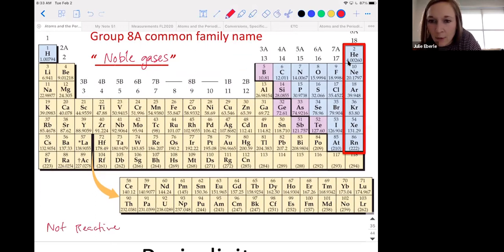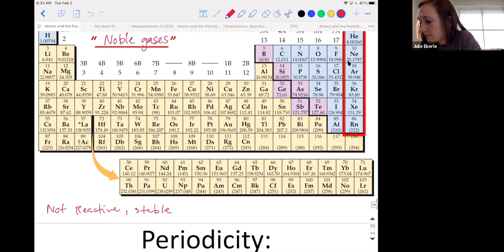Okay, they don't want to be friends with anybody. They have their own clique, and they don't need friends, all right? They're very introverted, you could say. So they're not reactive. You're not going to find them in compound form. That means when you go out into nature, you're going to find them in pure form a lot of the time. Helium, neon, argon, krypton, xenon. So they're not reactive. They are stable, and so on and so forth.